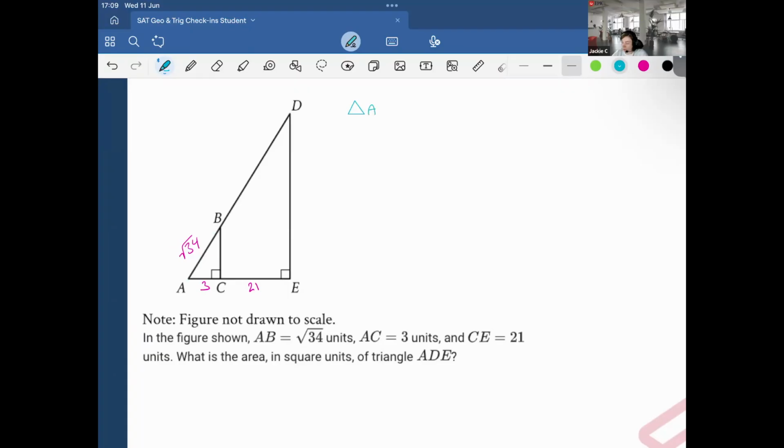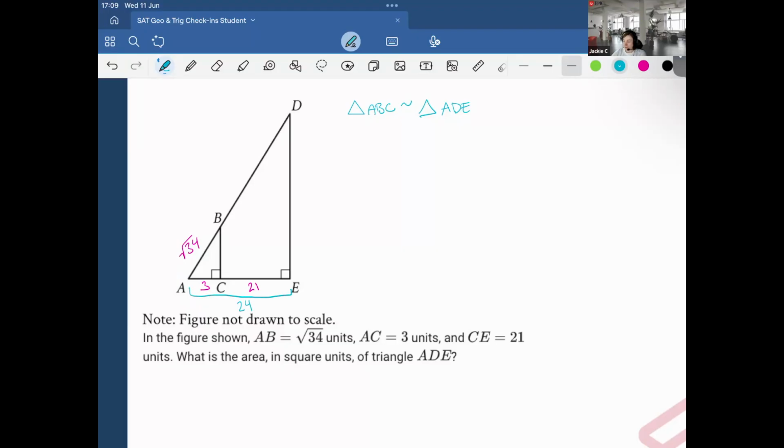So triangle ABC is similar to triangle ADE. Why? Because they each contain a right angle and they also share angle A together. So that means that their sides are in proportion to each other. So important here that it's 24.